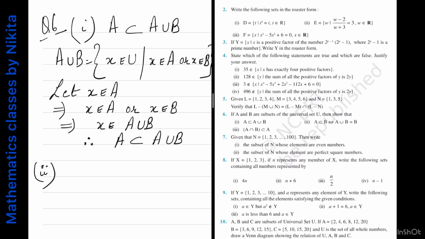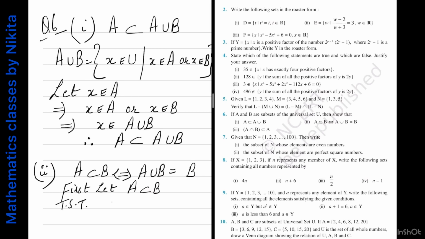Now next you have to prove that A is contained in B. This implies that A union B is equal to B. So implies means both sides. So first let A be contained in B, and we have to show that A union B is equal to B. Now by definition, B is always contained in A union B. So mark this as 1.